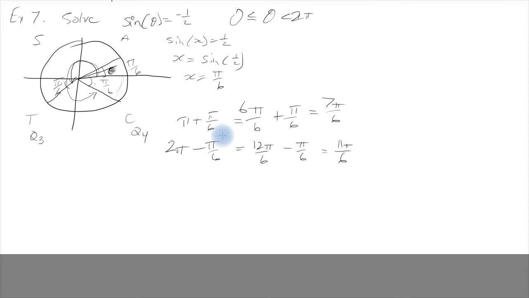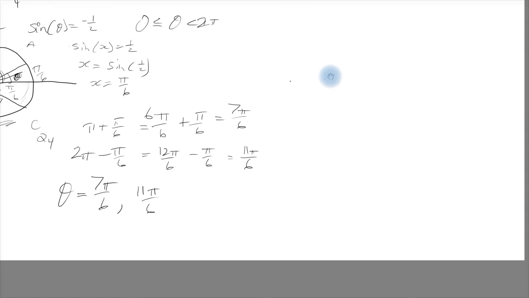So these must be our two angles for theta, because in quadrant 3 and quadrant 4, the sine is negative. So our answer is therefore 7 pi on 6 and 11 pi on 6. And this is due to symmetry. Okay, so hopefully those examples have helped you out. All right, let me do just one more example for you. Let's get a bit of space.